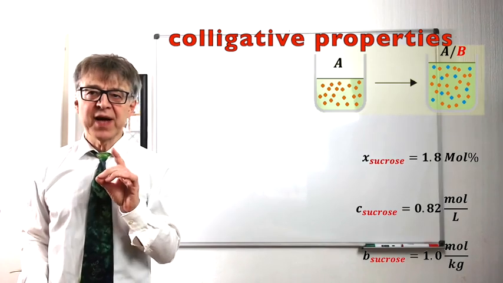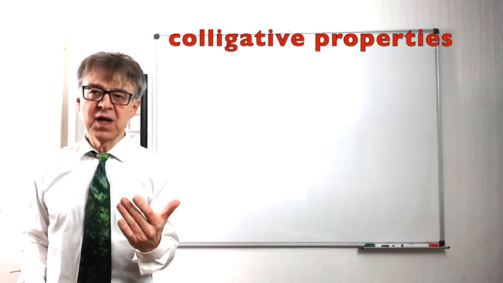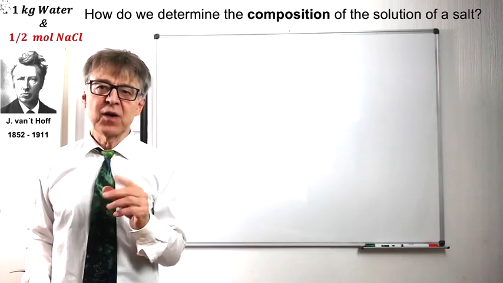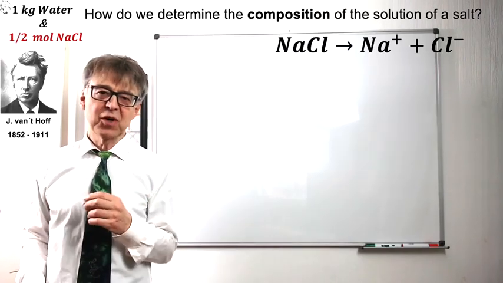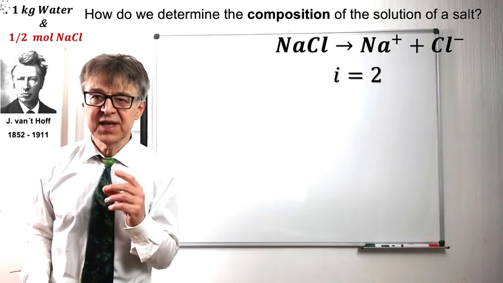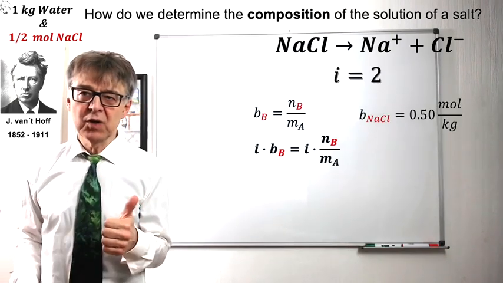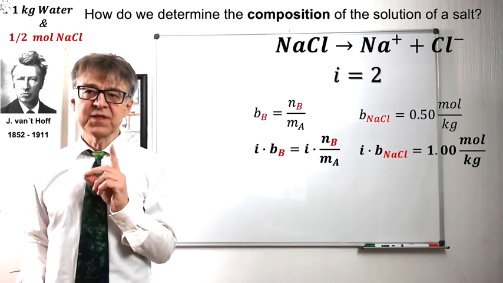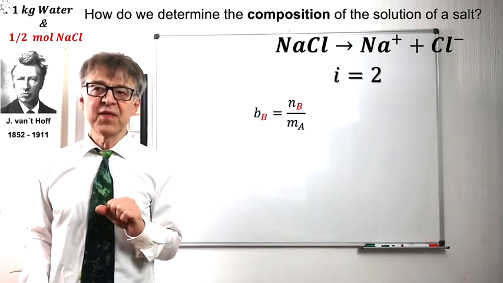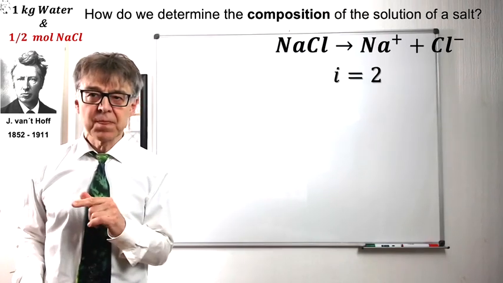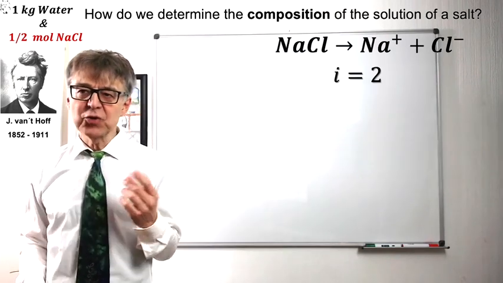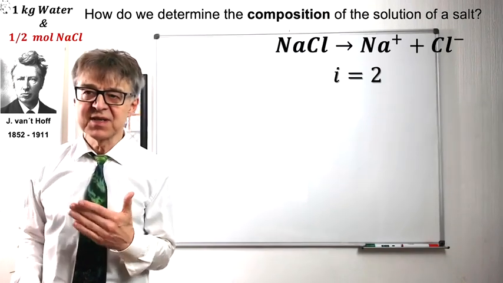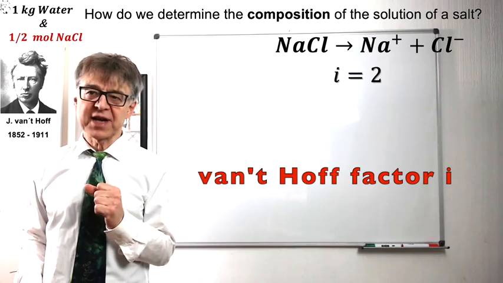So when we prepare an electrolyte solution, a solution of a salt, we have to take into account that the salt dissociates. Half a mole of table salt will dissociate in solution to 1 mole of particles, cations and anions. The number of dissolved particles is twice the amount of salt used. The relation between actually dissolved particles and originally dissolved amount of substance is called Van 't Hoff factor i.